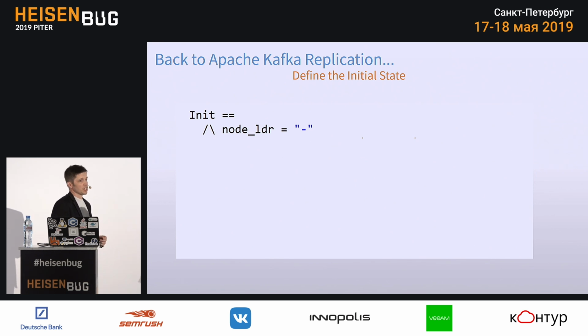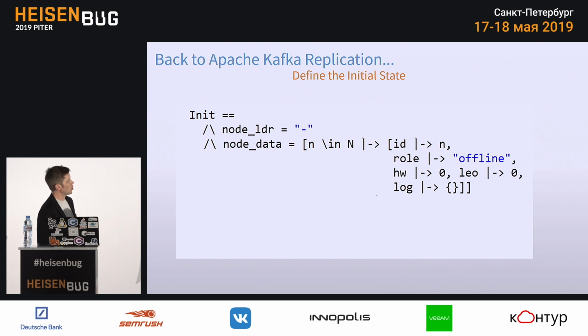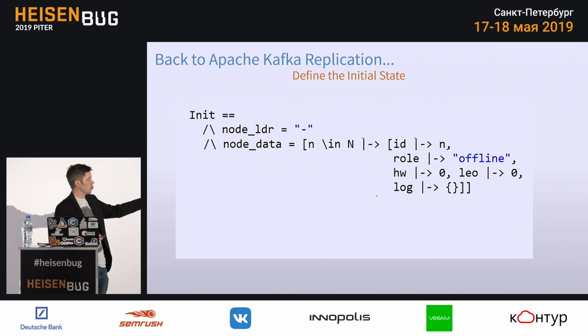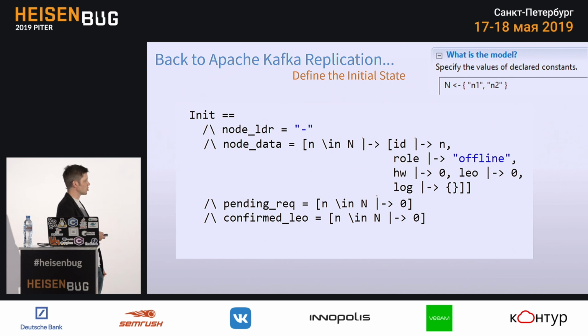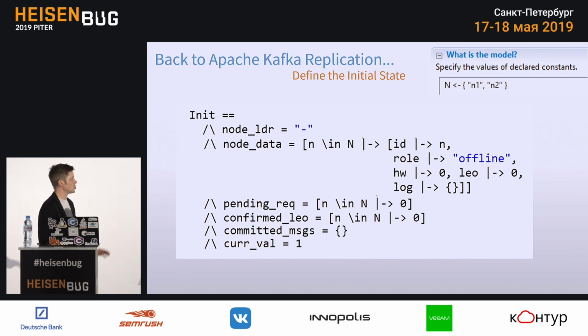So I said we have the initial state formula and the next state formula. So the initial state formula is where we essentially just assign values to our variables. And this is how. So dash basically means that there is no leader. Node data is for every n in uppercase N, so that's N1 and N2. We set its ID to N, we set its role to offline, its high watermark to 0, the log end offset to 0, and it has an empty log. Pending requests for every node is empty. The confirmed LEO is also 0, and the committed messages are empty. And our counter we set at 1. So this is how everything starts. Everything starts empty. We have nothing.